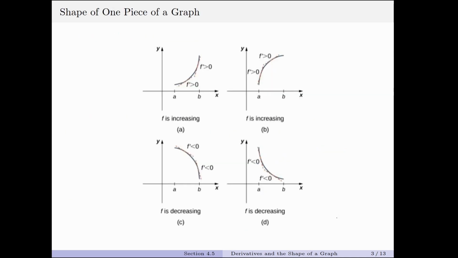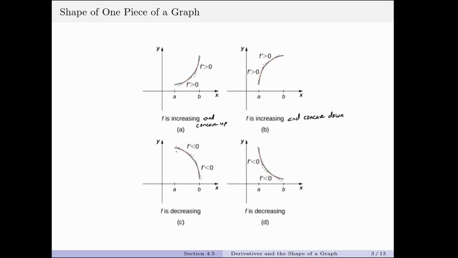So we can break up graphs into a bunch of little pieces. And I can think about, for each of those pieces, what does the shape look like? I can have my function increasing with two different fundamental shapes. It can be increasing where the tangent lines are also increasing, so we would call this f is increasing and concave up. Or my function could be increasing with this bent down shape, where the tangent lines are getting less and less steep as we go. So f is increasing and concave down.